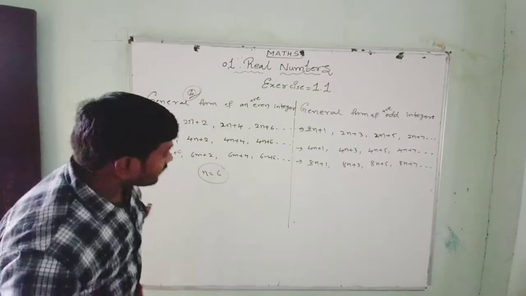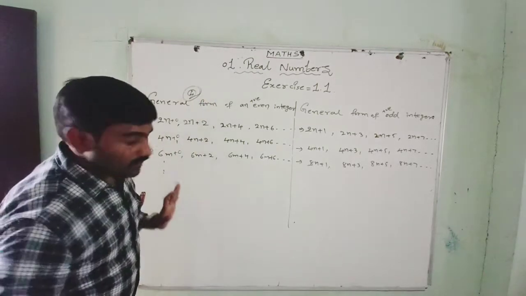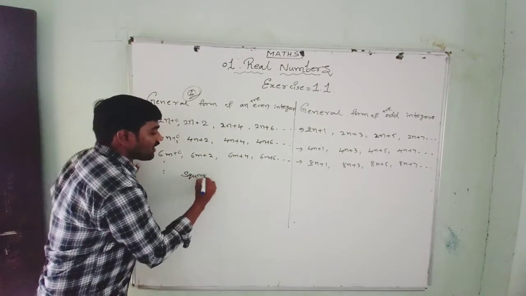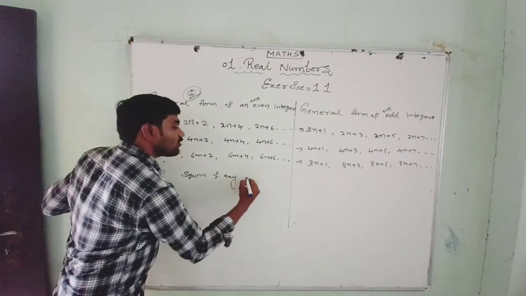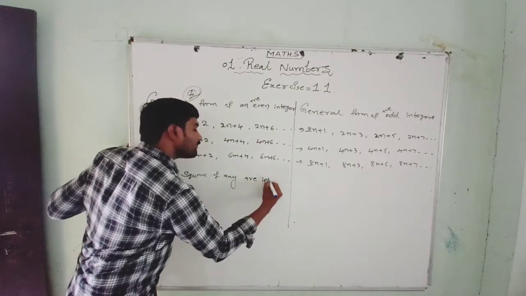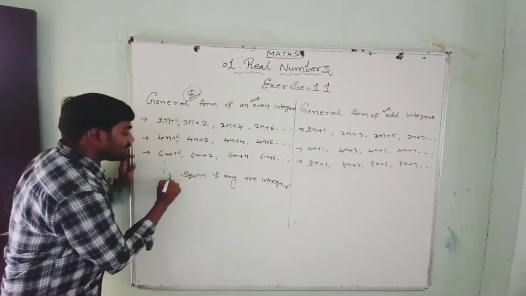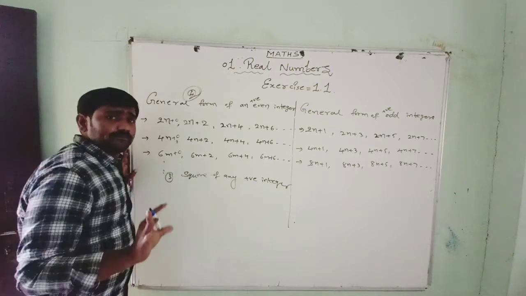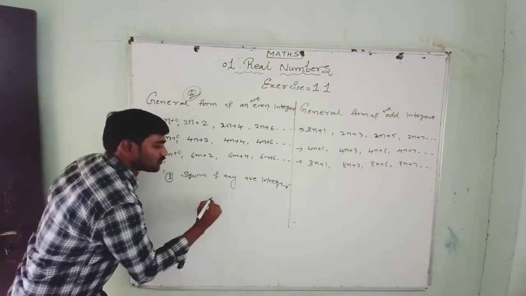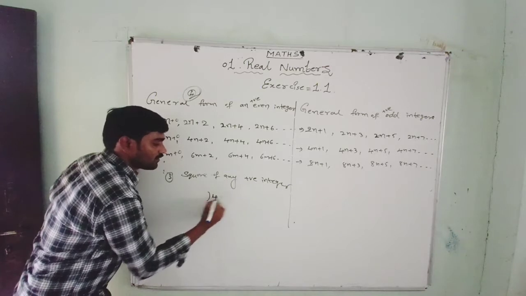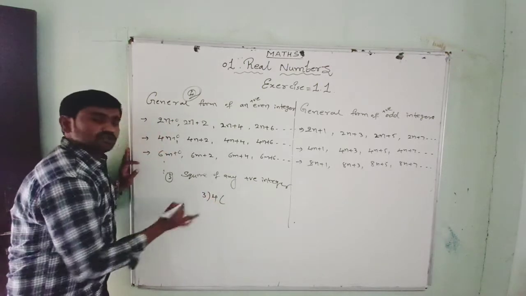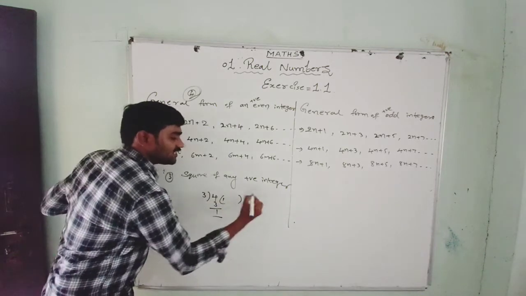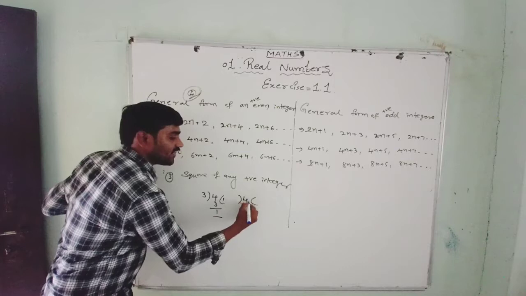And now the third question. The third question is about the square of any positive integer. Suppose you take any number and square it. Suppose I take 2 squared, that is 4. This I will divide by 3. What happens? 3 ones are 3, and we get the remainder 1. Now you take any square. Suppose I take 7 squared, that is 49.